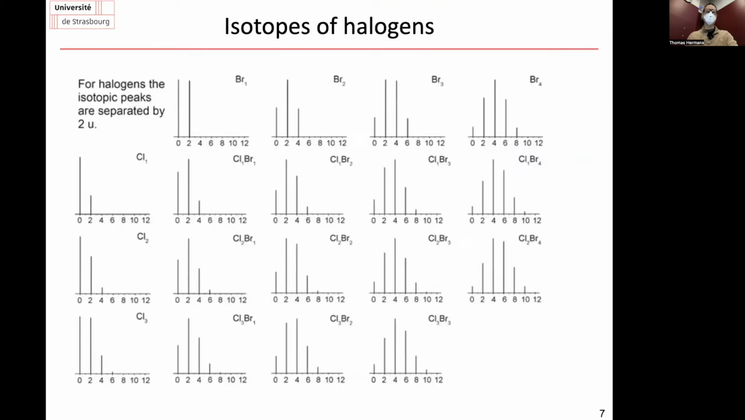Halogens, like we said, bromine, they have these 2 isotopes. So if you have more than 1 bromine in your molecule, you will see a certain distribution of isotopes, the same for chlorine. So that can be a signature in your mass spectrum that you have the presence of a halogen. If you see a peak that is spaced by 2, then you can maybe say, okay, maybe there's a halogen in my molecule.